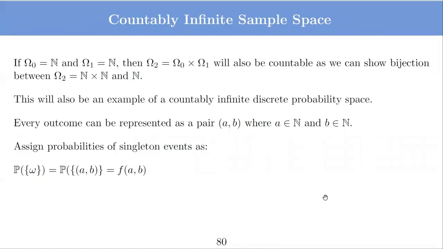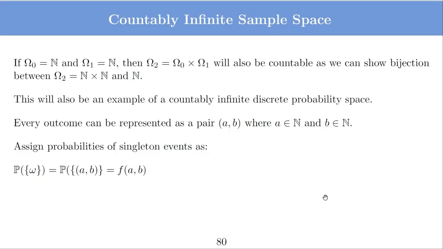So we want to say that if omega 0 and omega 1 both are countably infinite, then the cross product omega 0 cross omega 1 should also be countably infinite, right? And we can show this by simply saying that there is a bijection between N cross N and N. So it means N cross N is also countably infinite. Similarly, omega 0 cross omega 1 is also countable. So if you construct a sample space by taking the Cartesian product of these two omegas, then also you will get a discrete probability space, because this is countably infinite.